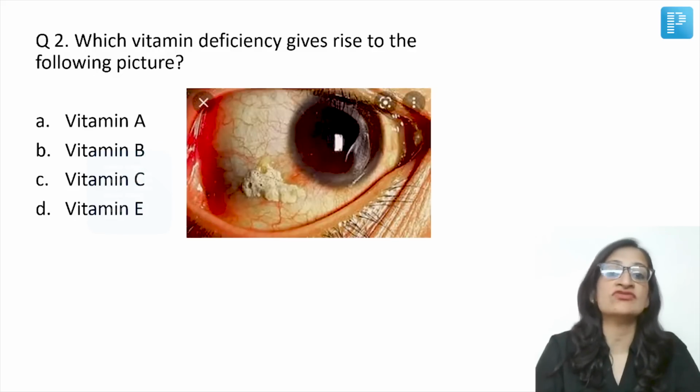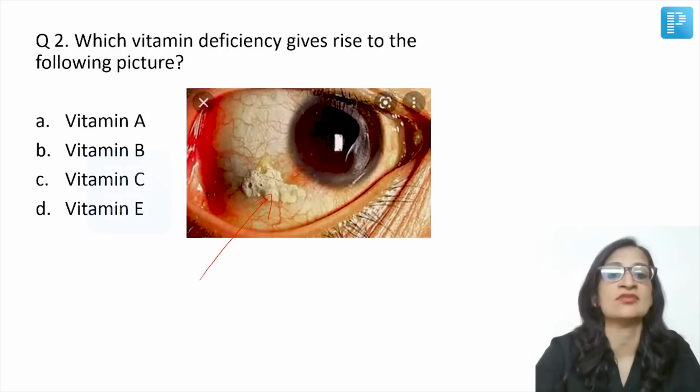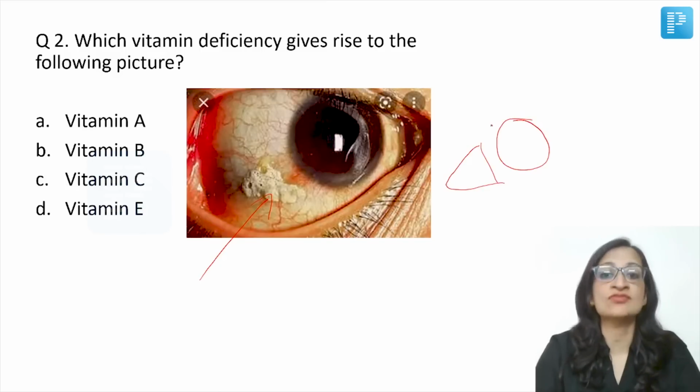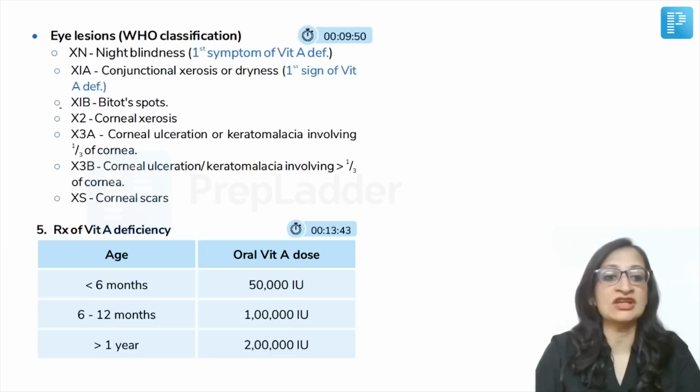Moving on to the next question, which vitamin deficiency gives rise to the following picture? This, friends, you can see clearly is a Bitot spot, which is a triangular shaped lesion like this with a base towards the cornea. So this Bitot spot is a feature of vitamin A deficiency. So vitamin A, again, we have discussed in detail in our videos as well as notes.